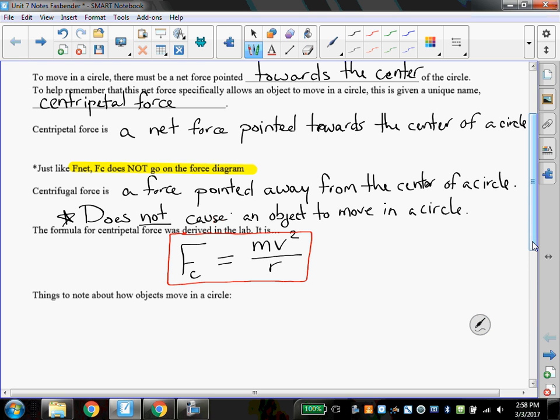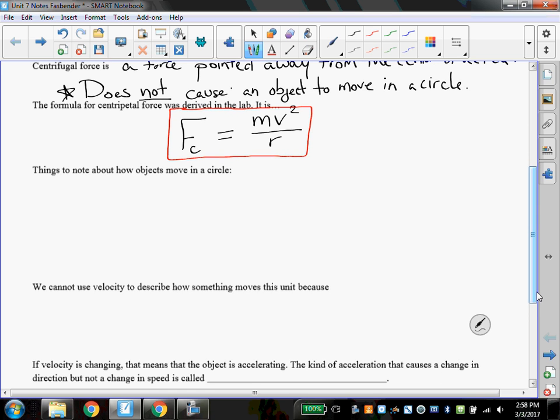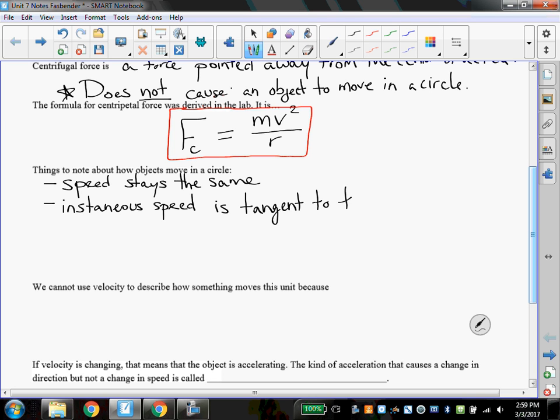Now, when we move in a circle, there are many assumptions that we have to make, so let's note some of them. We are going to assume that speed stays the same as we move in a circle. We will also assume that the instantaneous speed, now what I mean by instantaneous speed is speed at any one particular moment, that instantaneous speed is tangent to the circle.